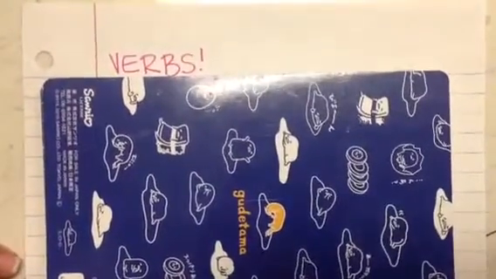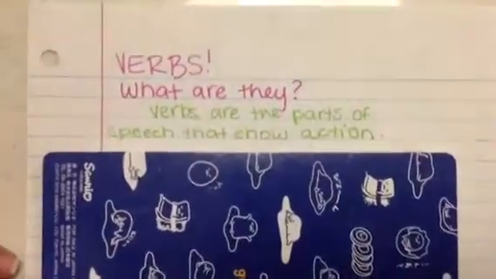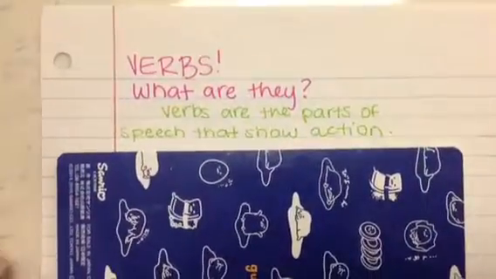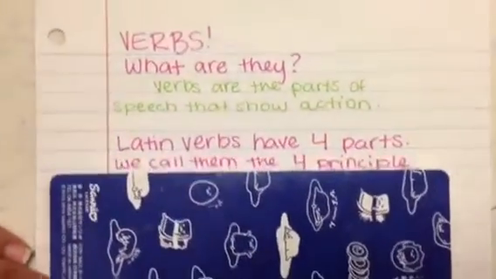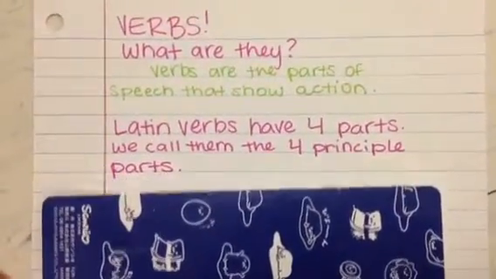Hi, we're here to talk about verbs. So, what are verbs? Verbs are the parts of speech that show action. And in Latin, verbs have 4 parts. We call them the 4 principal parts.